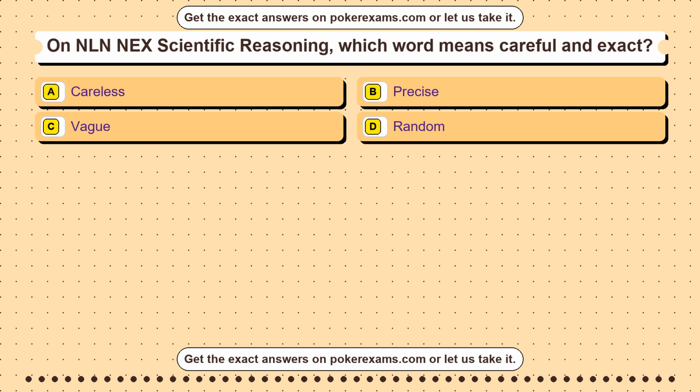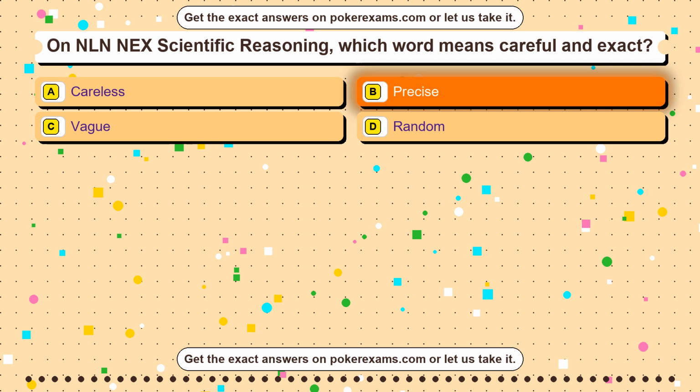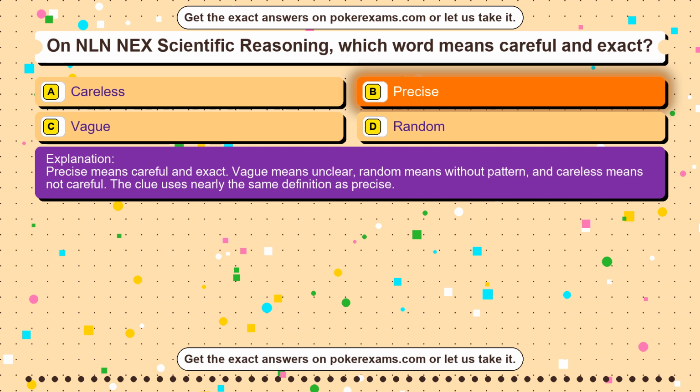Question 4. On GED Science Practice Test, which branch of government makes laws in the United States? Option A, military. Option B, legislative. Option C, executive. Option D, judicial. The correct answer is option B. The legislative branch makes laws. The executive branch enforces laws, and the judicial branch interprets laws. The military is not one of the three lawmaking branches.